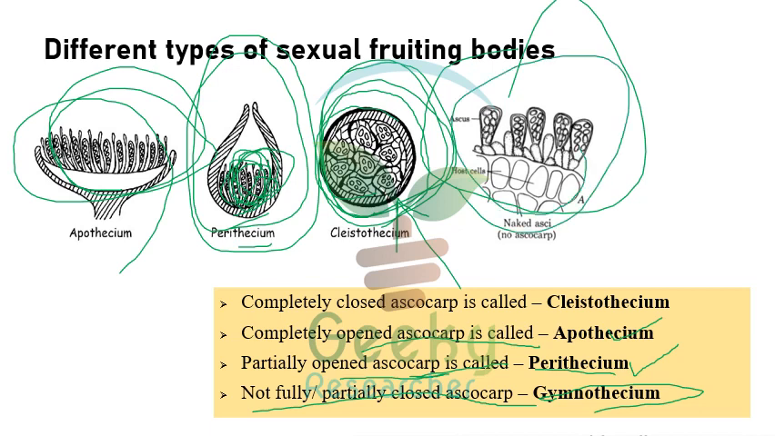For example, Taphrina produces this type. And not fully or partially closed ascocarp is Gymnothecium. As I told you, Thielavia or Arthroderma can be produced from this Gymnothecium.